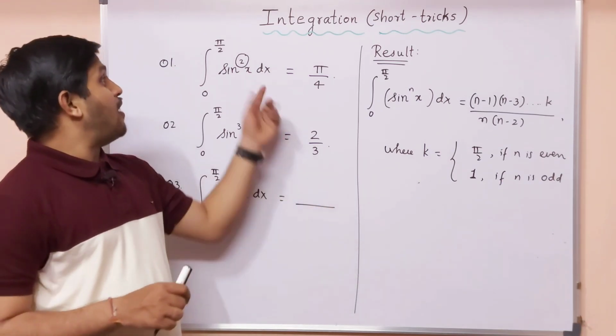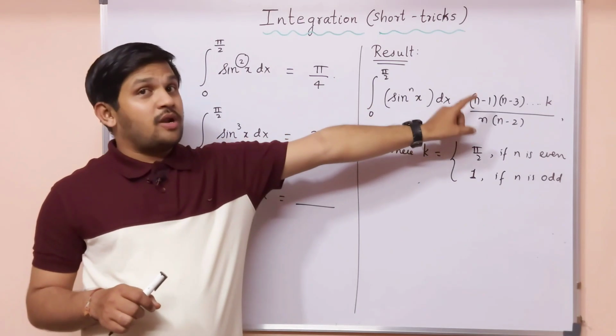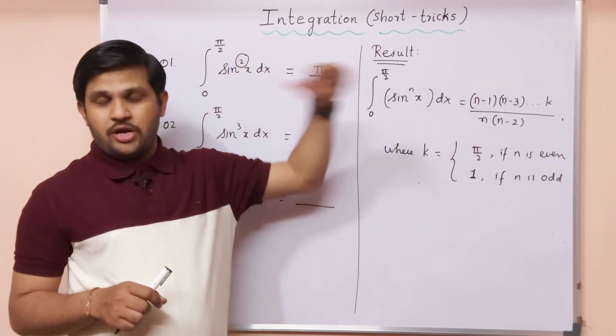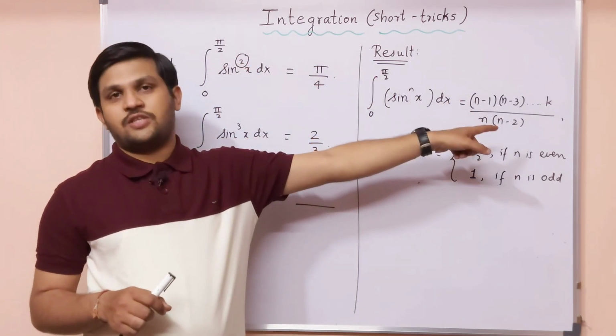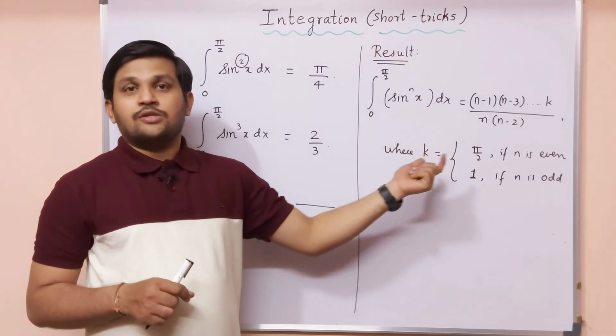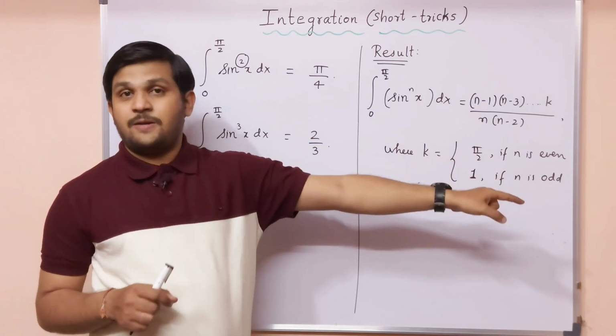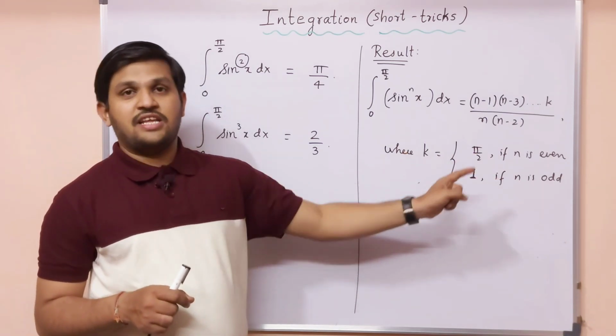I hope you have noted how I wrote the answer directly by looking at this formula. This formula you should keep in mind. The numerator is n minus 1, n minus 3, and it goes on up to k. The denominator is n into n minus 2. What will be the value of k? K will be pi by 2 if n is even, and k will be 1 if n is odd.